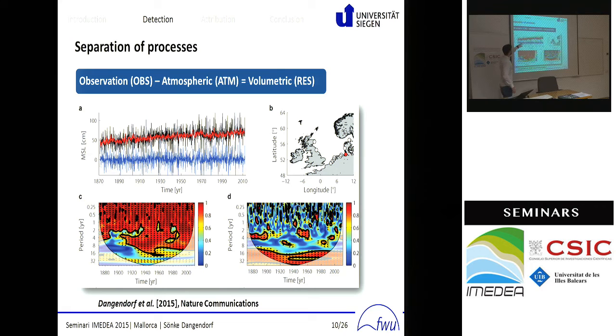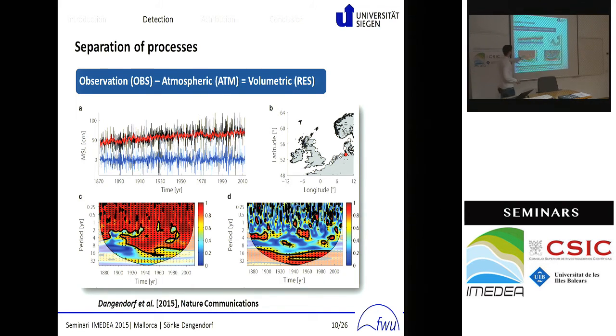And in red, you can see the differences between both. If we remove the wind effects, we get a residual, which is shown in red. And we assume that the residual just contains volumetric changes, for instance, density changes or mass changes due to glacier melting or ice sheet melting. And these are known to be much slower in character.